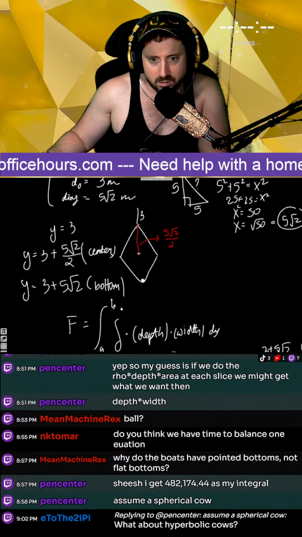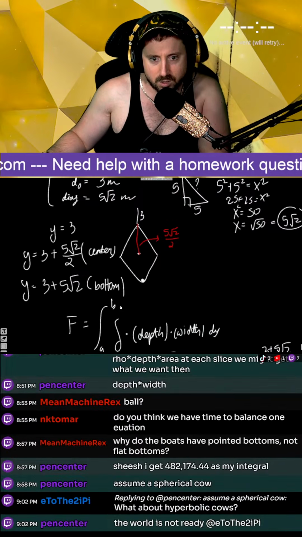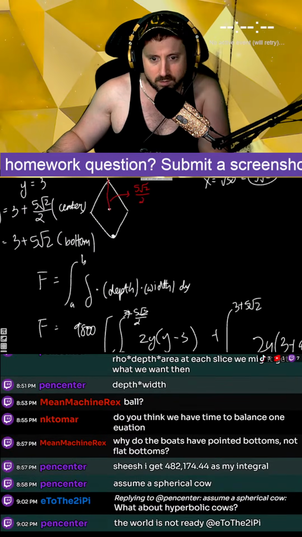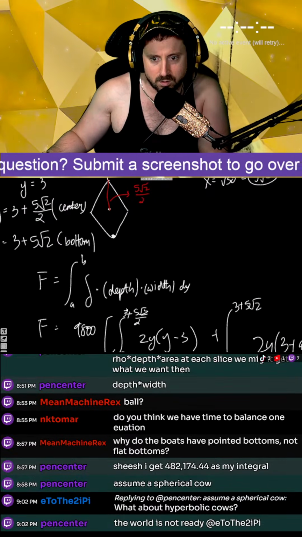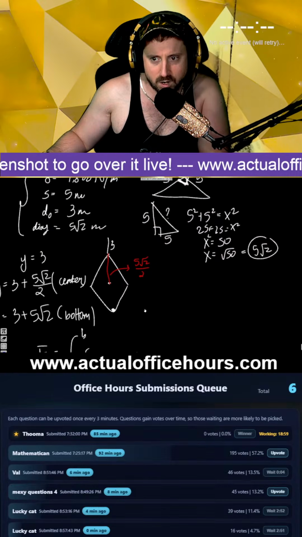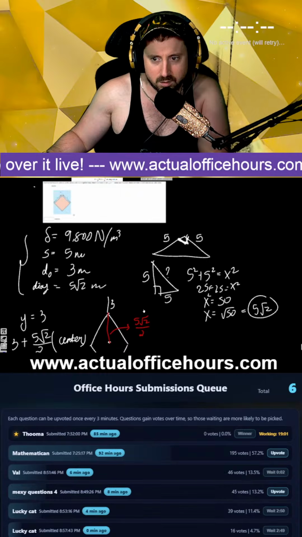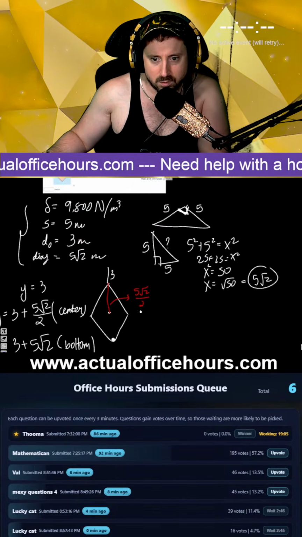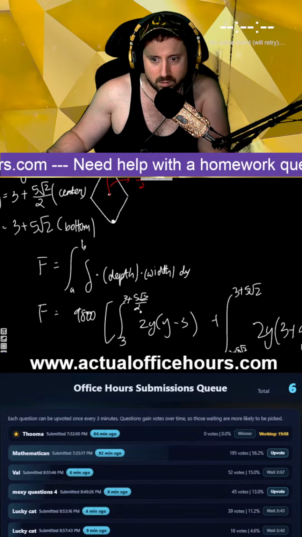Center, bottom, okay, sure. Row, okay, from 3 to that. And then what's this 2y minus y minus 3? Where's the 2y minus y minus 3 coming from? He was using the depth width thing.